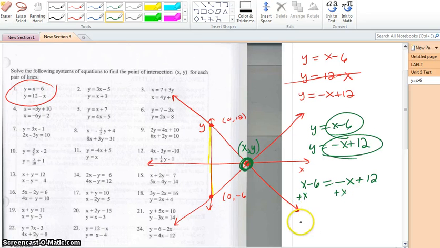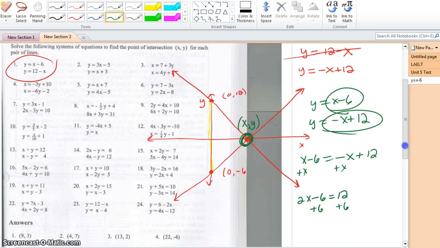At this point, the x is the same and the y is the same on both equations. So if that's true, then this value here, x minus 6, equals this expression here, -x plus 12. Add x to both sides. 2x minus 6 equals 12. Add 6 to both sides using the addition property of equality. 2x equals 18. Divide both sides by 2. X equals 9. So we now know the x coordinate for the point where these two lines intersect. We need to go back and find the y coordinate, and we can do that with either of these original equations.